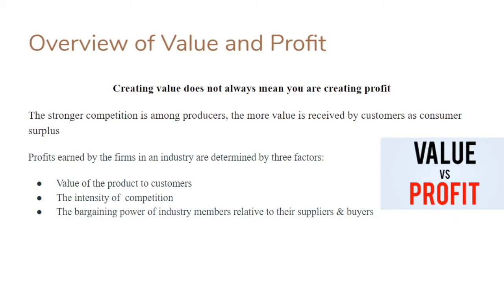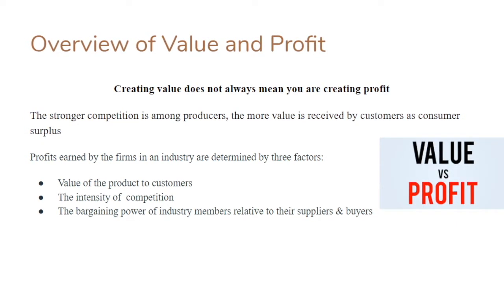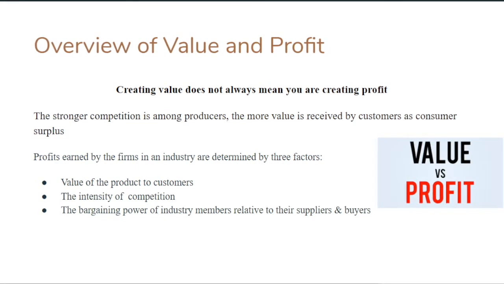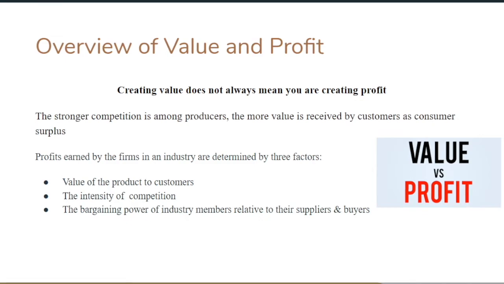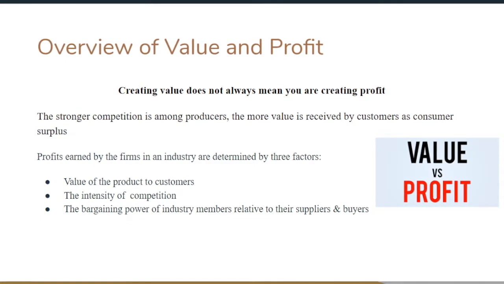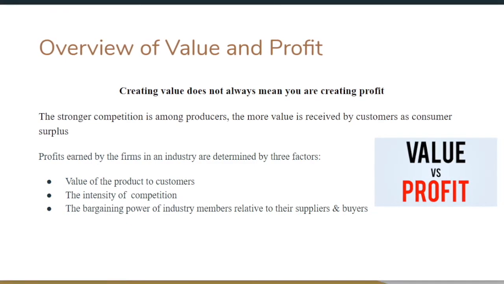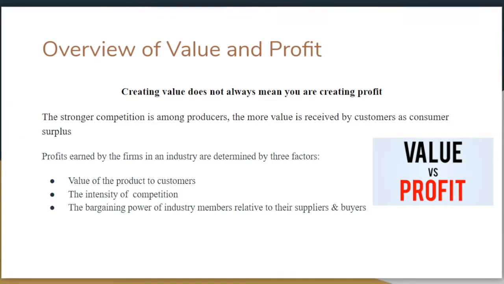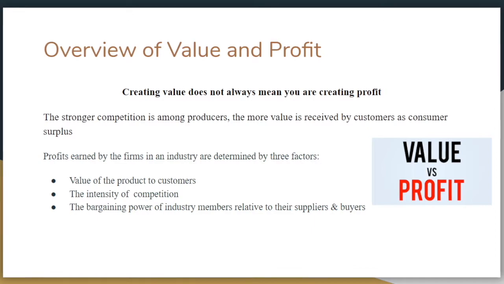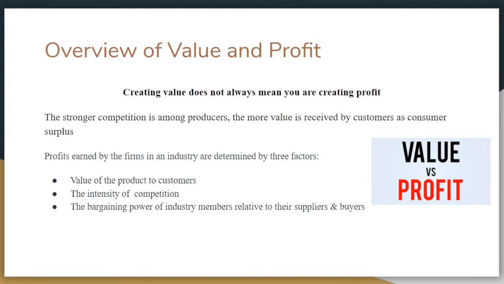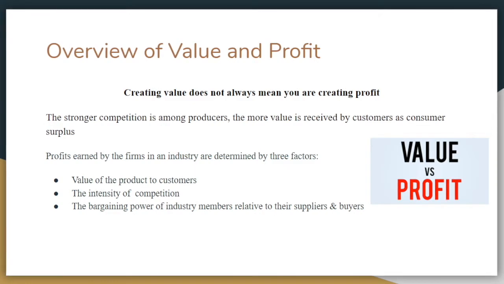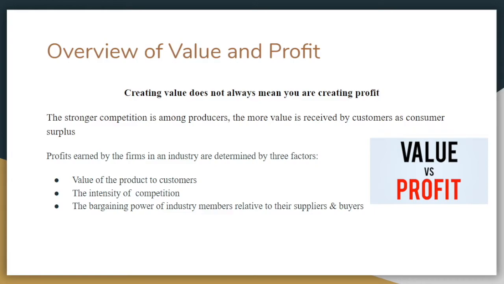The definition of consumer surplus is the difference between the price the consumer is actually paying, and the maximum price that they would have been willing to pay for the product or service. The profits that are earned by a firm in an industry can be determined by three factors. The first is the value of the product to the customers, the second being the intensity of the competition within the industry, and the third is the bargaining power of the industry members relative to their suppliers and buyers. Industry analysis is used to bring all three of these factors into a single analytical framework.